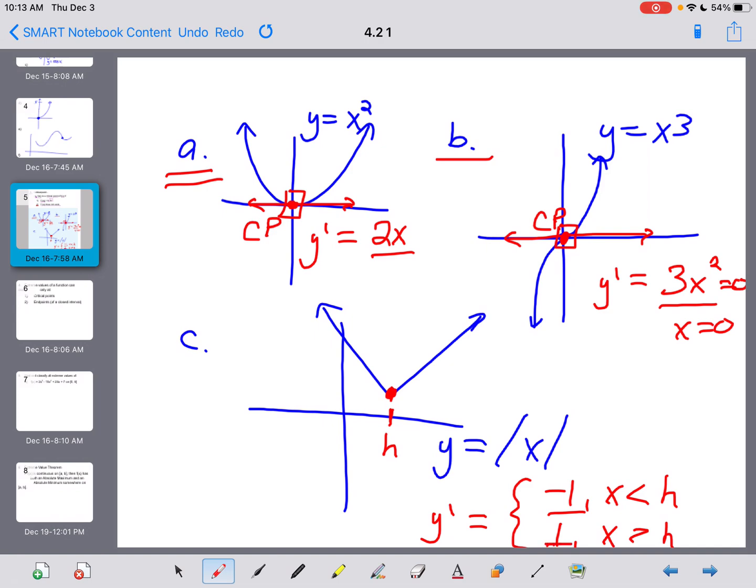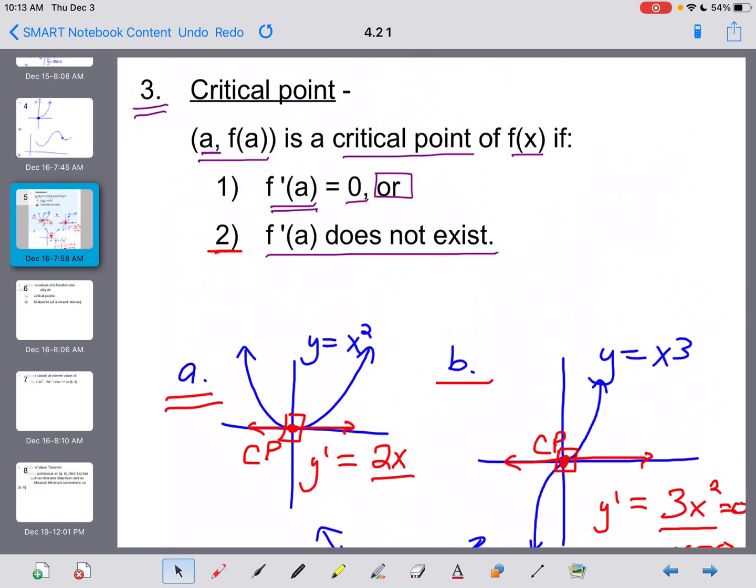And so for that reason, everybody, we do have a critical point right there at x equals h, because this is a spot not where the derivative equals 0. This is a spot, let's go back to the second part of this definition, this is a spot now where the derivative does not exist at that point.